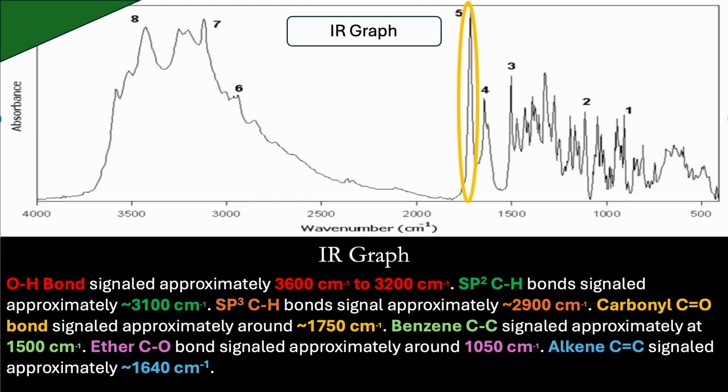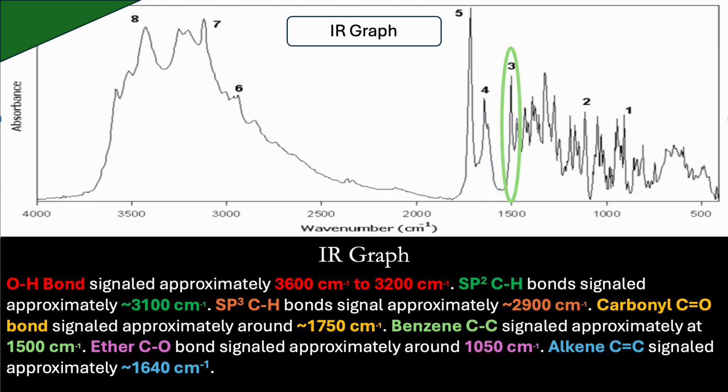The fourth group that has been circled is the carbonyl, or the ketone. This is specifically the C double bond to O. And ketones are specifically around 1750. The next group that has been circled is the alkene, the C double bond to C. It's typically around 1640 or 1650, typically around that small range.